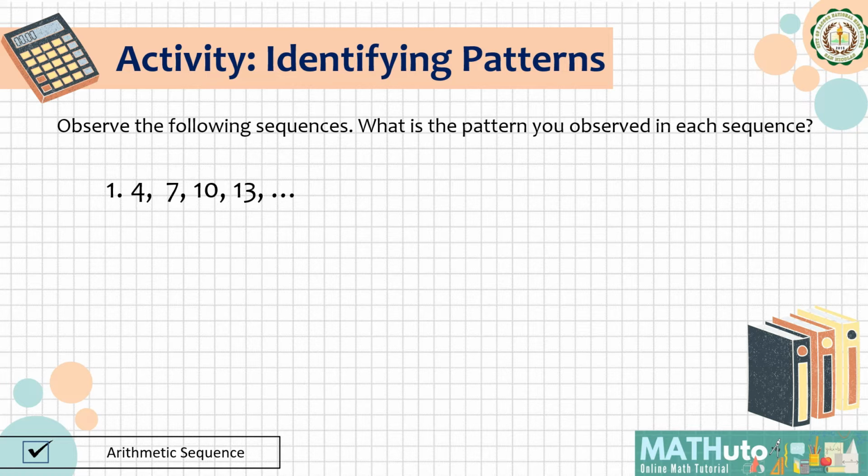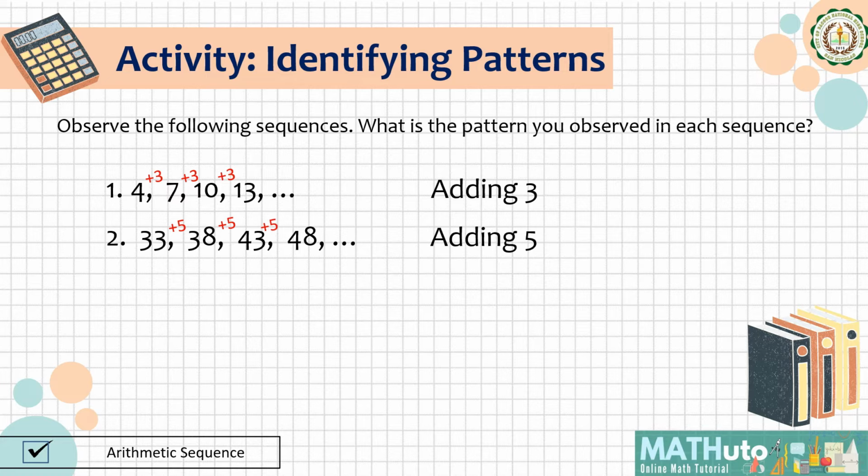Observe that the term in the sequence is obtained by adding a constant number 3. 4 plus 3 is 7, 7 plus 3 is 10, 10 plus 3 is 13. Therefore, the pattern is adding 3. Number 2: 33, 38, 43, 48. Observe that the terms in the sequence are obtained by adding a constant number, which is 5. 33 plus 5 is 38, 38 plus 5 is 43, and 43 plus 5 is 48. Therefore, the pattern is adding 5.